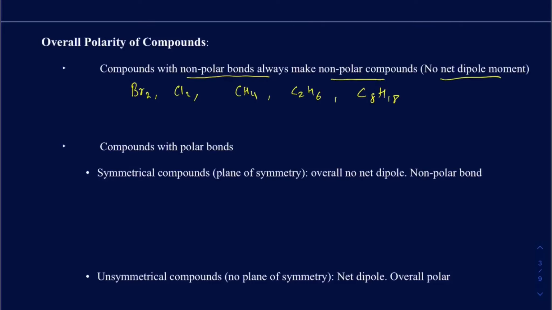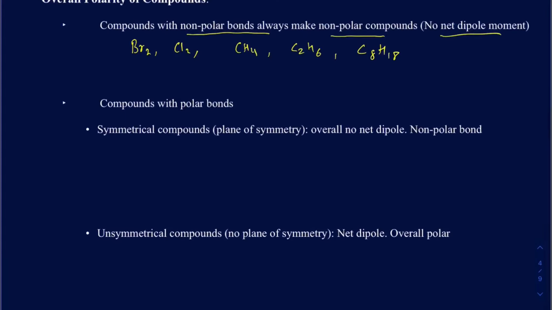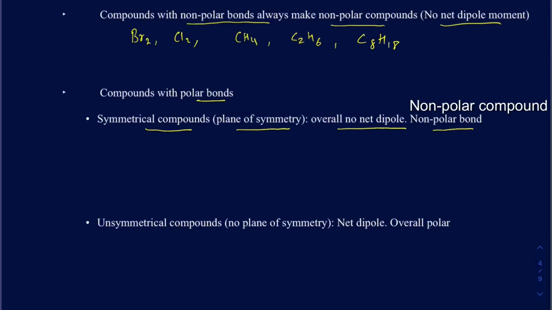Now, what about cases when you have a polar bond? If you have a polar bond, that does not always mean that you're going to have a polar compound. You got to look for the symmetry of the compound. If there is a plane of symmetry in the molecule, then there is a good chance there will not be any net dipole, and as a result, your molecule will be nonpolar. Let me take a very good example.